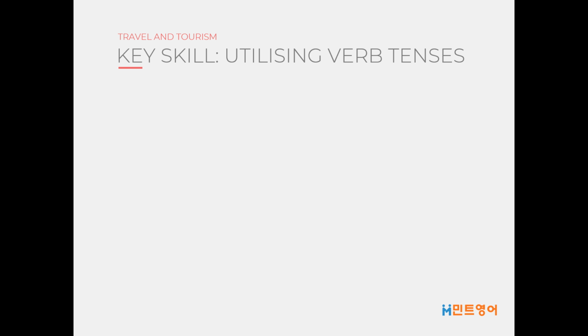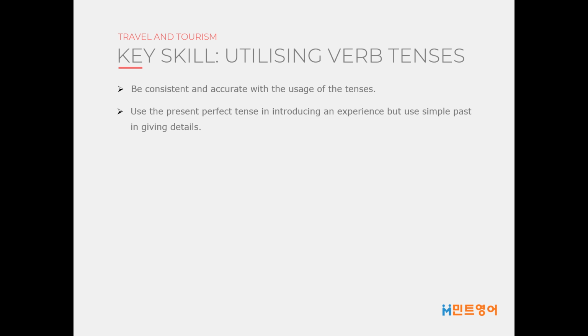Understanding how to use these tenses will help you get a higher score in grammar. Be consistent and accurate with the usage of your tenses. If you started answering a question or telling a story using the past or present tense, be consistent. Use the present perfect tense in introducing an experience, but use the simple past in giving details. Use flexible tenses in your answer. Make use of grammatical structures you are sure of to avoid self-correction, which affects fluency.